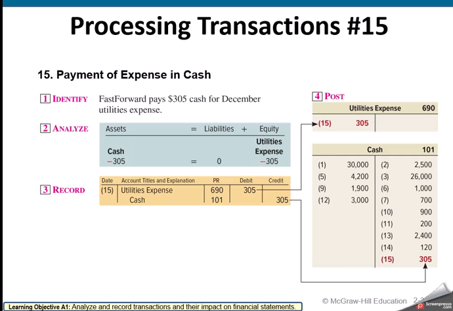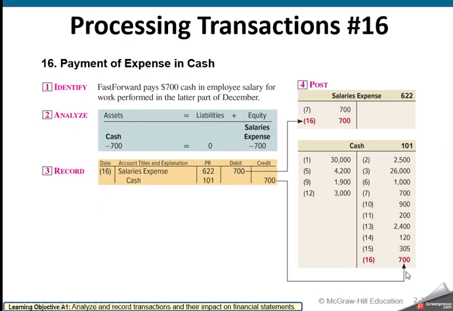Payment of expense in cash. So cash goes down, we're paying out cash, and utilities expense goes up. So when we record an expense, it's a debit, and then when we reduce our cash, it's a credit. And again, those post into the general ledger.